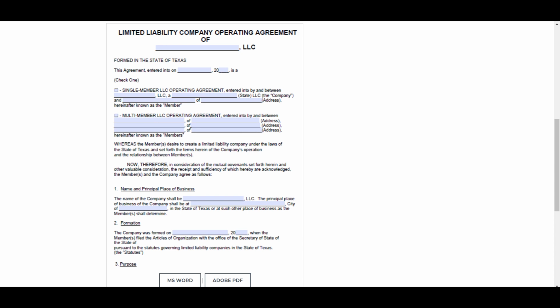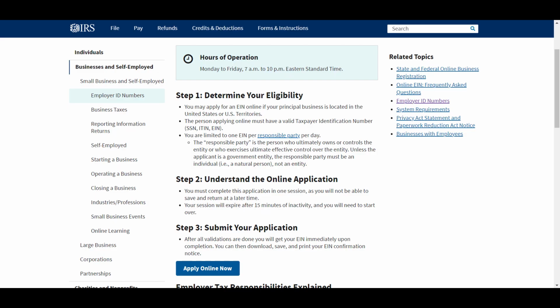The operating agreement should include the following: the members' percentage interests in the LLC, the members' rights and responsibilities, the members' voting powers, how profits and losses will be allocated, rules for holding meetings and taking votes, and finally, buyout or buy-sell provisions, which determine what happens when a member either wants to sell his or her interest, dies, or becomes disabled. Your next step is going to be obtaining an EIN.